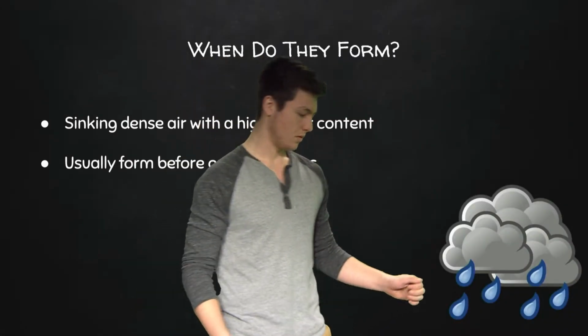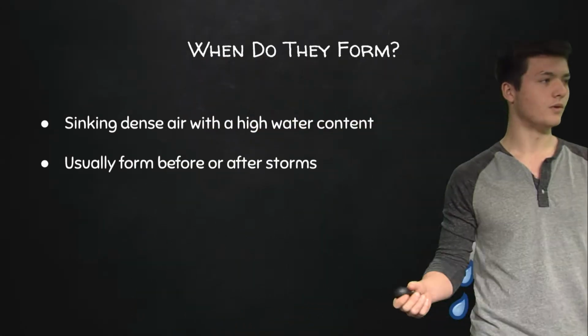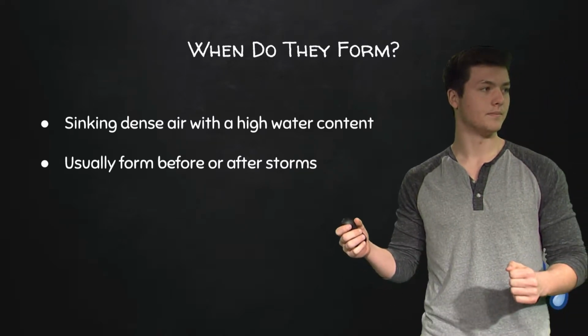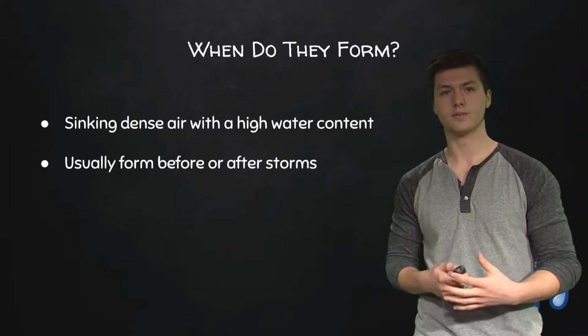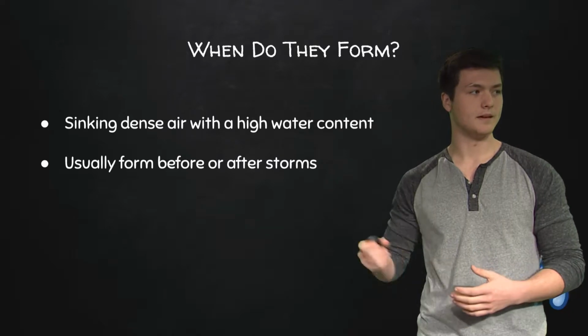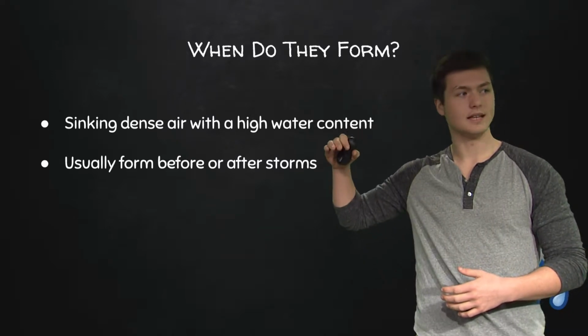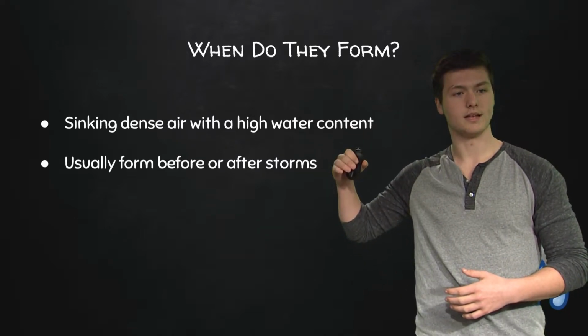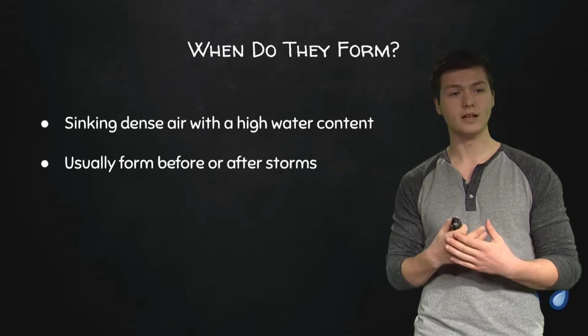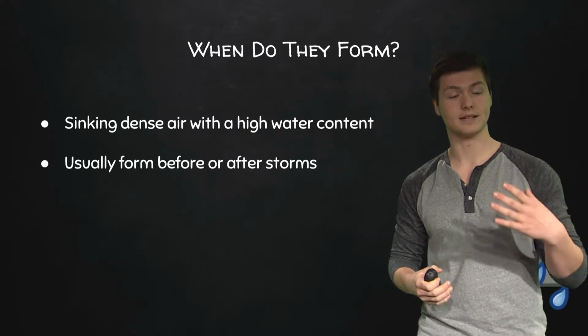So, as you can see here, this is what they look like. And actually, these bulbs you see, each one can vary from half a mile to 2 miles in length. The way they form is actually quite different from most clouds. They form due to sinking dense air with a high water content, which is much different from normal clouds, which usually form via rising air.